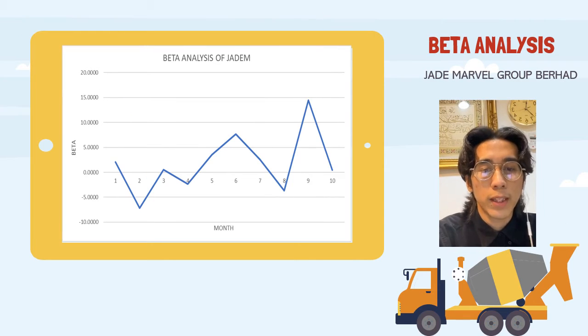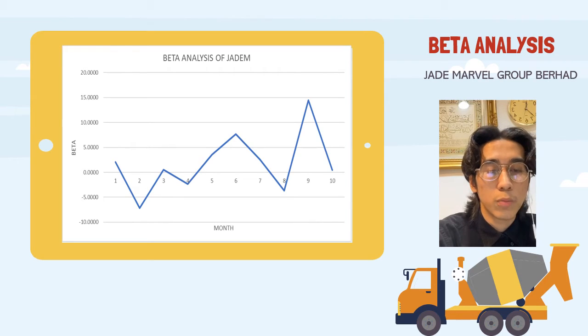Next, we move to the beta analysis for Jade Marvel Group Berhad. The graph above shows the beta analysis for Jade Marvel Group Berhad from January until October 2021. Based on my analysis, we can see that the beta value for this month is 2.098. For the beginning of the month, the beta value is quite stable and positive. This value is greater than 1 and it may suggest that the share is more volatile than the broader market.